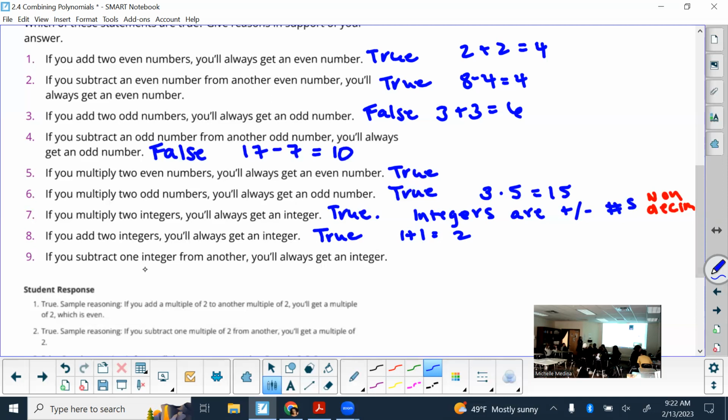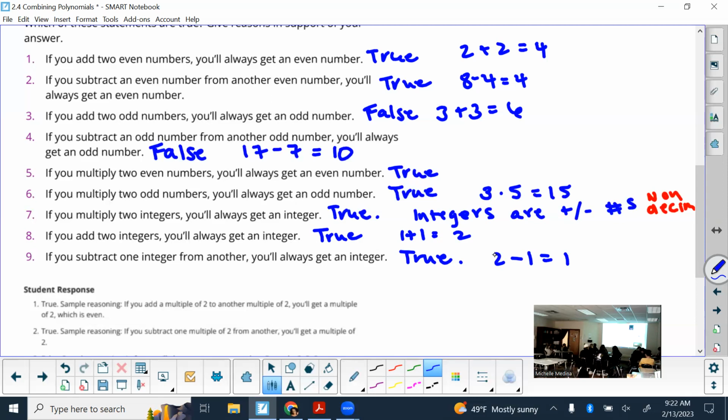Okay. Table 2, number 9. If you subtract one integer from another, you'll always get an integer, true or false? Any justification at all? Okay, we get 1. And can anyone think of a reason that we would get a non-integer?